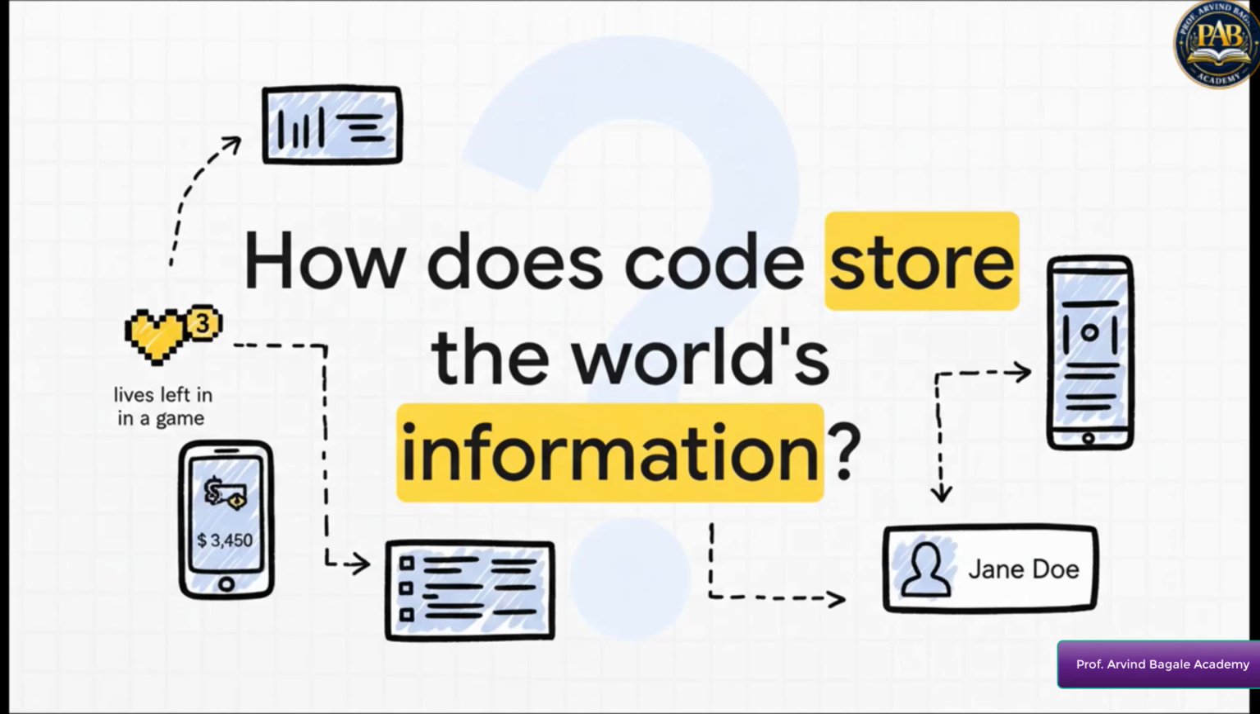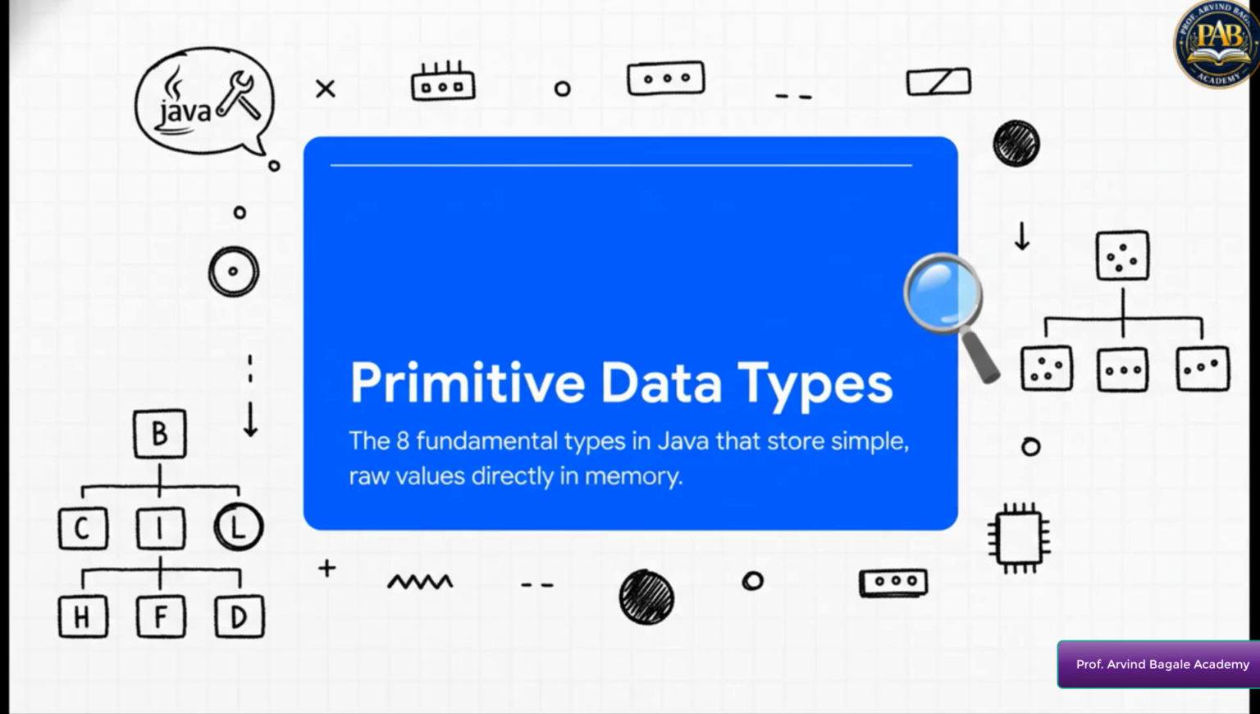Think about it. Everything you see on a screen, your high score, your name, the price of something in your cart, it's all just information. And a computer needs a way to hold on to all that stuff. It all starts with just a handful of simple but really powerful tools. And those tools, they're called primitive data types. They're the simplest, most direct containers for information that Java gives us right out of the box. Think of them less like complex structures and more like raw, simple values.